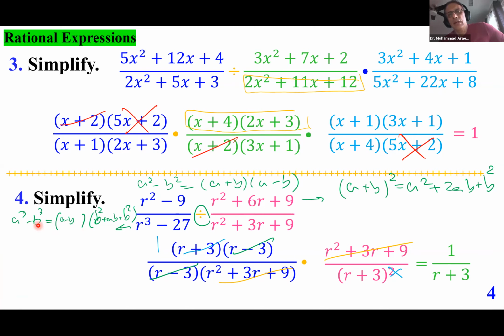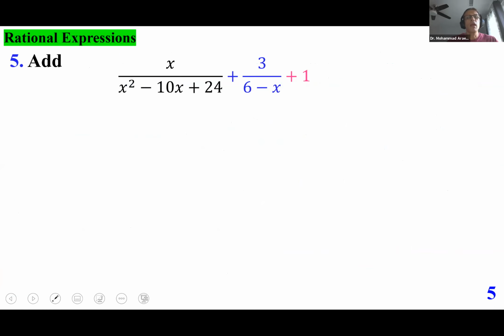As you can see, lots of factoring is involved, so we should be very comfortable with factoring. It becomes a piece of cake. We want to add up, so we need to come up with the LCD. Therefore, the first denominator has to be factored into x minus 4 times x minus 6, because we want two numbers whose product is 24 and whose sum is negative 10.